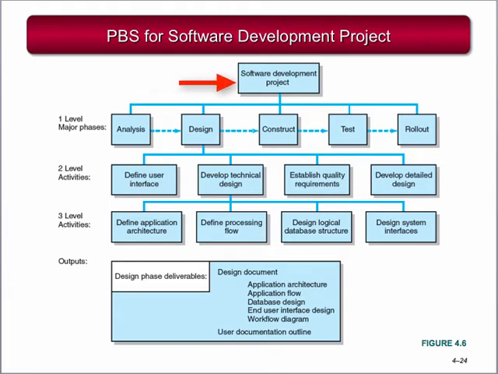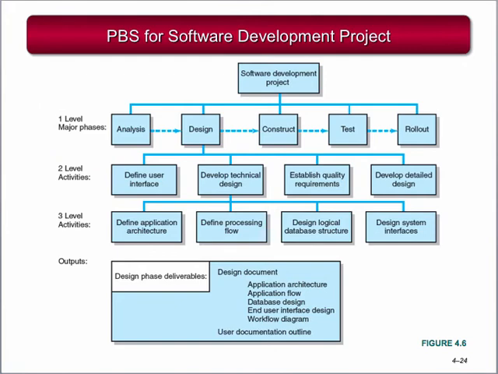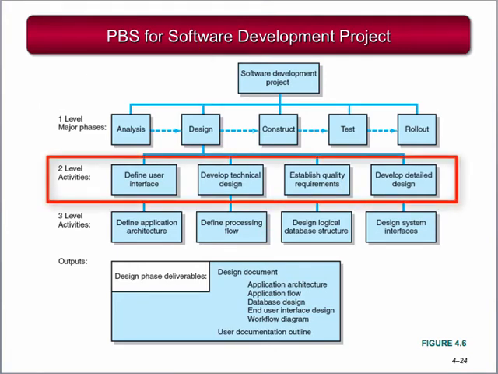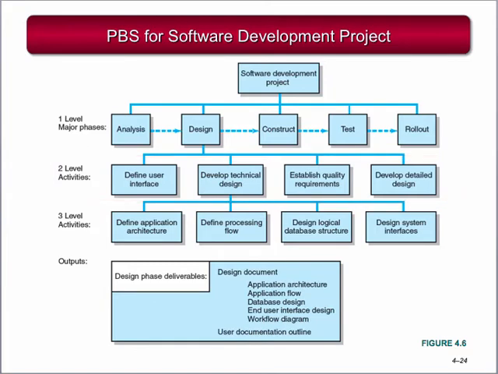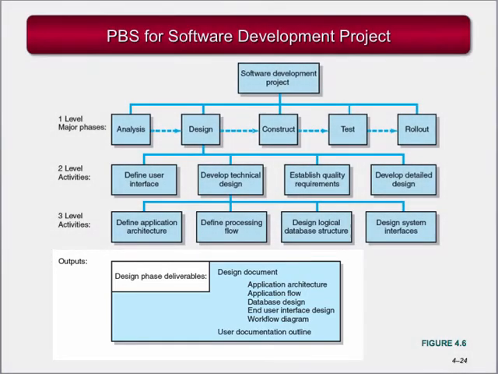At the top is a software development project. That can be broken down into major phases. This example is highlighting the design phase. The design phase can be broken down into activities. For this example, it's broken down into develop technical design, and that can be broken down into smaller activities such as define processing flow. At the bottom is a list of the outputs for the major phases. This shows the design phase deliverables.